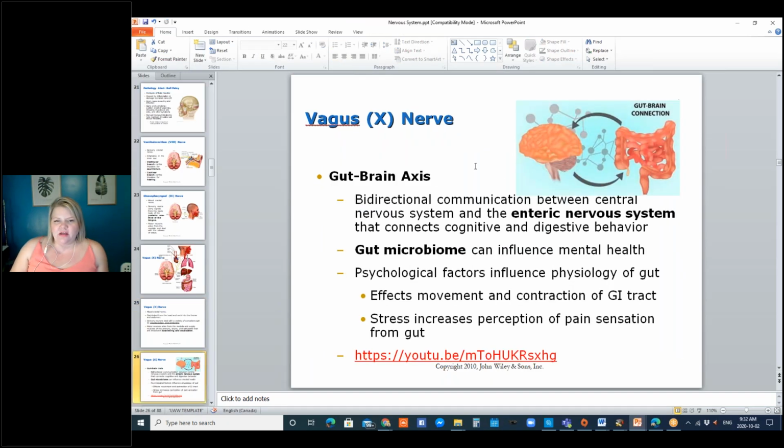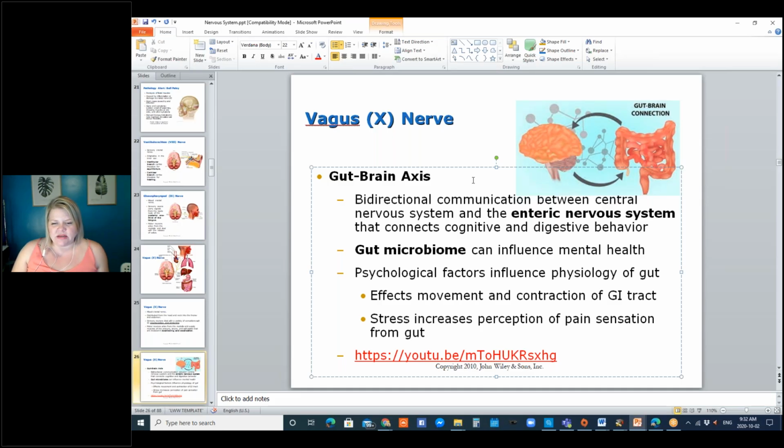So this is not testable. I thought this is a cool little tidbit for your information, but the gut-brain axis is a real thing that's been studied by medical sciences, and what it is is a bidirectional communication between the central nervous system and the enteric nervous system. The enteric nervous system is your gut brain. It connects cognitive, so thoughts, and digestive behavior. The gut microbiome has been shown to have a huge influence on mental health for this reason, and they believe that there's the gut-brain axis or connection that is influenced by the gut microbiome.